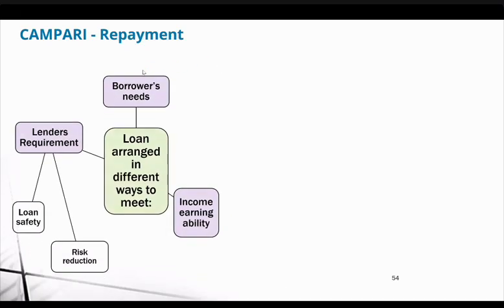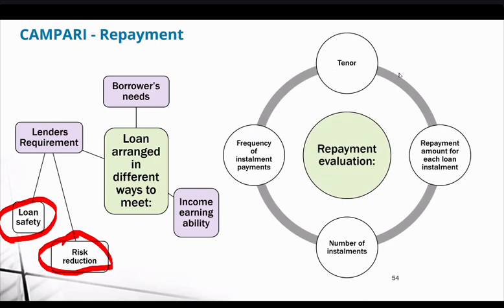And here for the repayment, we check based on the needs of the borrower, the income earning ability, and the lender's requirement in terms of loan safety and reduction of risks. And then this is the repayment evaluation here in terms of the typical repayment structure.